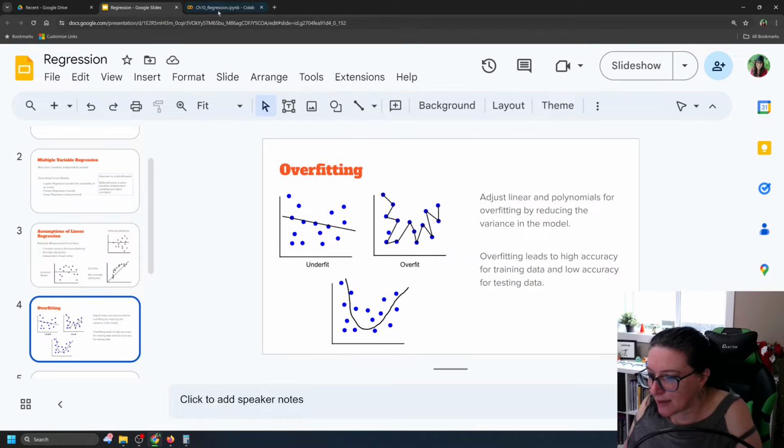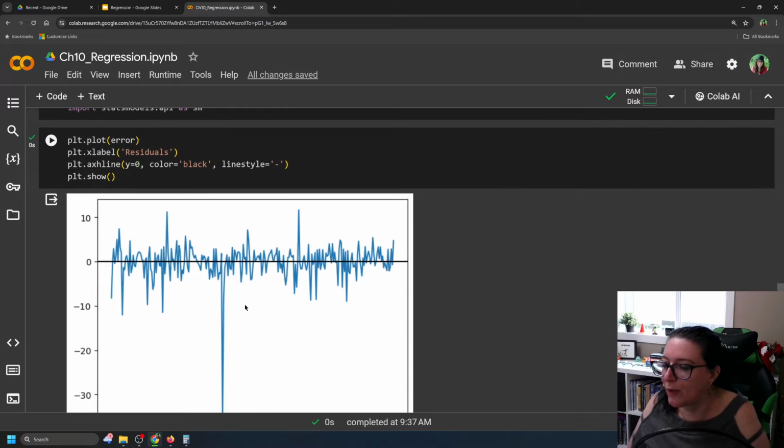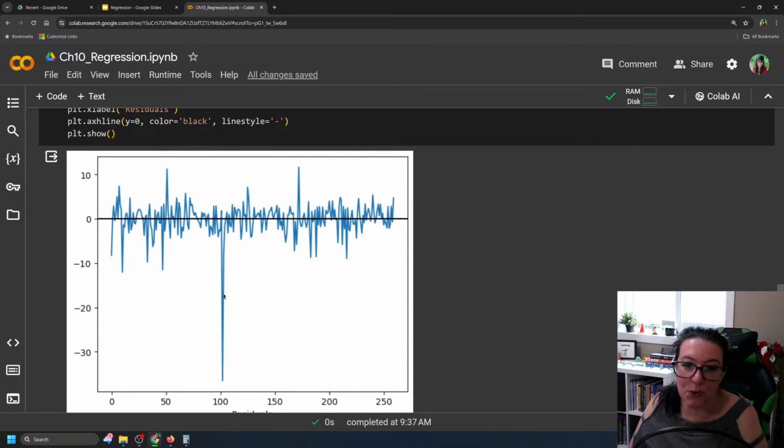So if we look at what we just did, when we look at the residuals, or error, from this linear regression for our earnings per share, we have some outliers that are skewing the data. We'd want to go back and look at what this data is and whether it is an error. Maybe there is a typo in the data set that is making it an earnings per share that's really not even possible. That's causing an issue here.